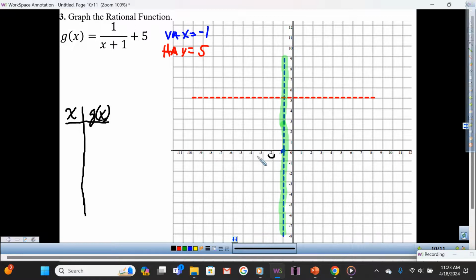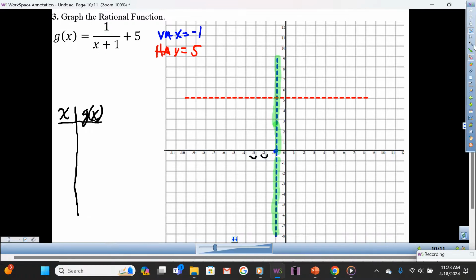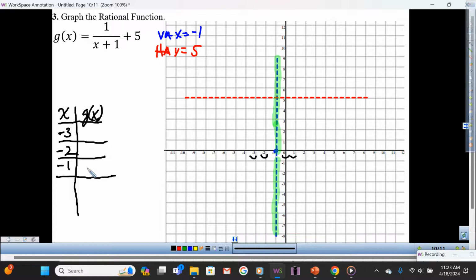So I got -2 and -3. Over here we got 0 and 1. Is that correct? Yes? So I'm going to use -3, -2. I am going to use -1, but I'm going to label it what? Tell your neighbor. Yeah, undefined, because that's our asymptote. Then 0, then 1.